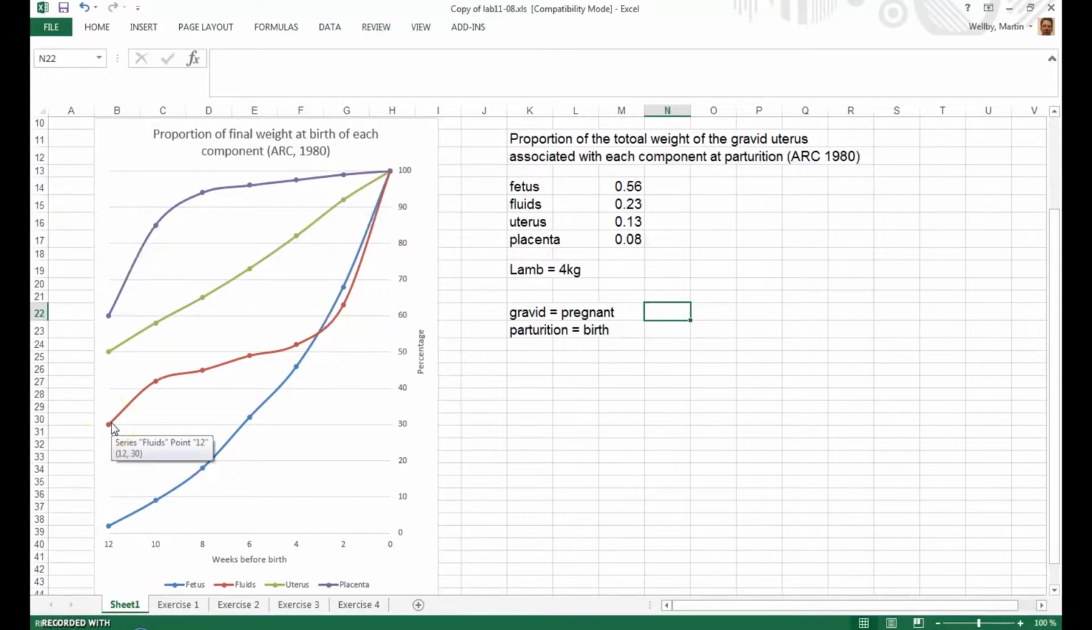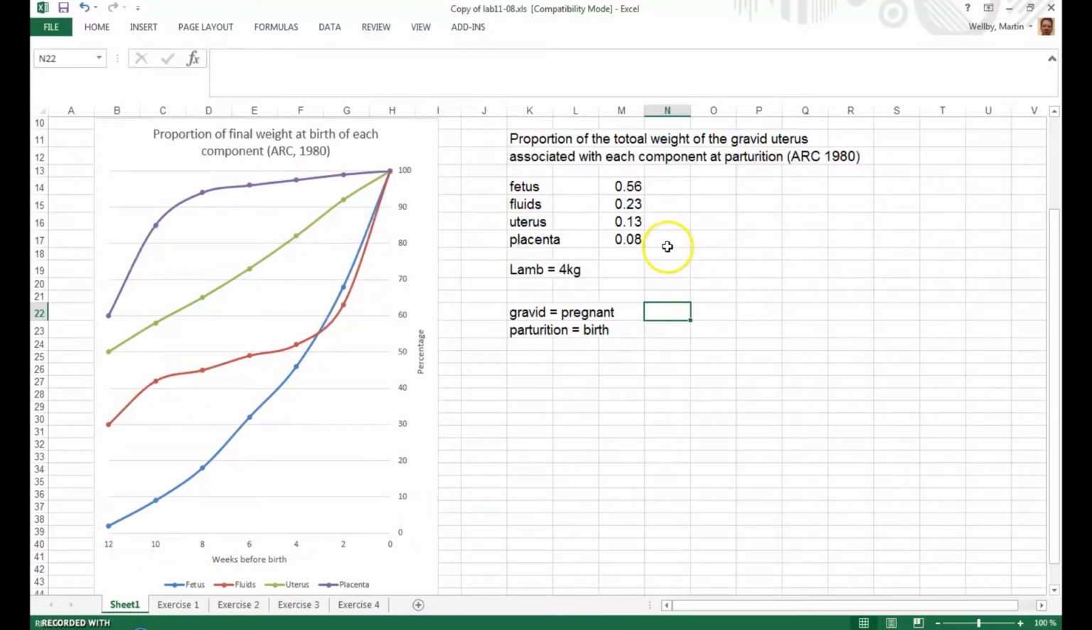You need to bear in mind that this goes to 12 weeks prior to birth, and the gestation period of a sheep is 21 weeks. So there's another 9 weeks here that aren't on this graph.